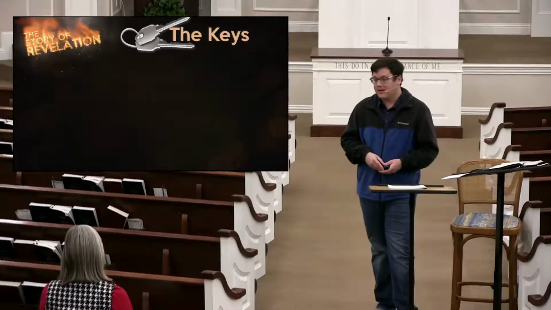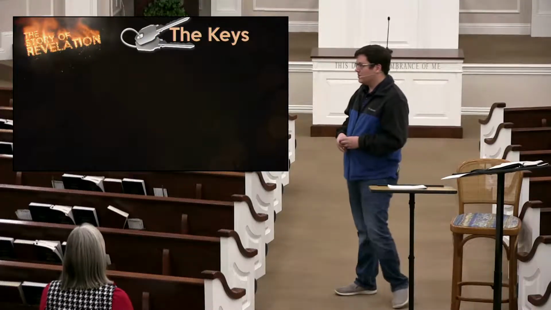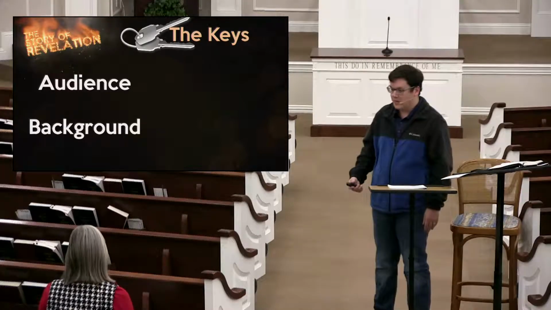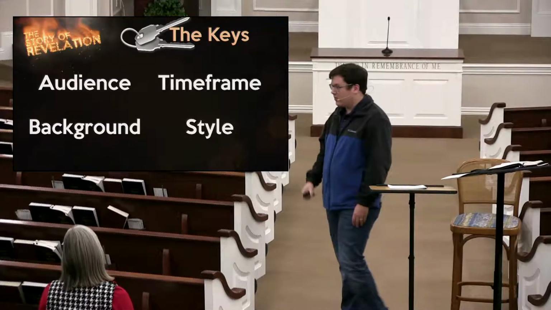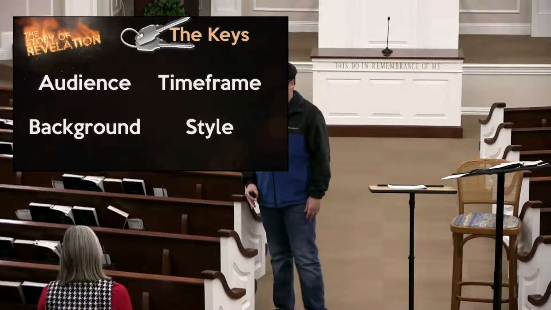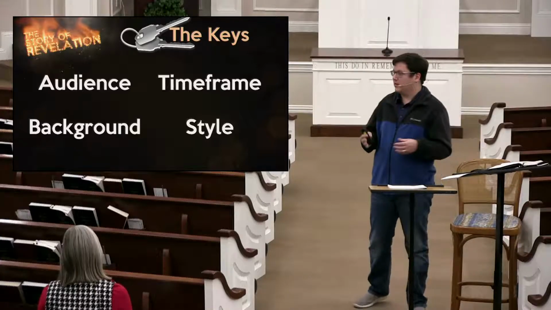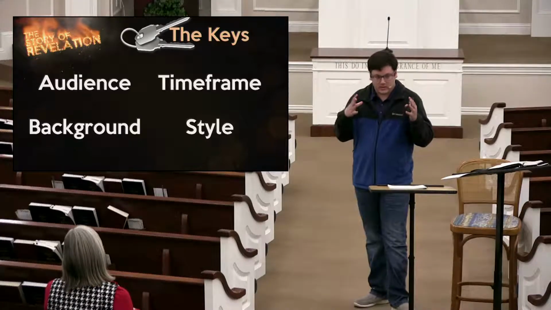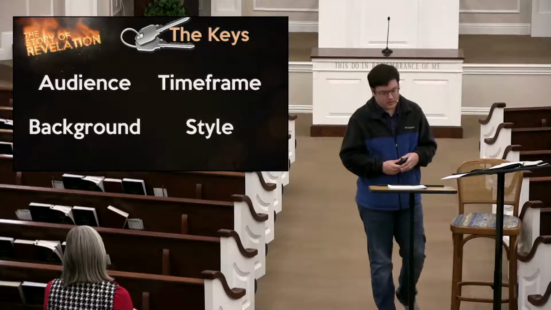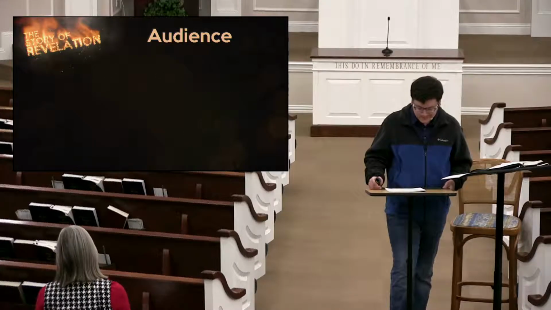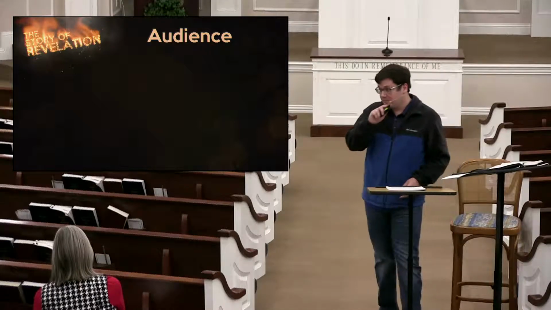So to unlock the mystery of Revelation, we're going to look at the 4 keys tonight. These 4 keys are audience, background, time frame, and style. We're going to talk about each of these 4 things, and we're really going to focus on these 4 things through the entire quarter, but especially tonight and the next couple weeks. We're going to talk about each one in a little bit more detail. The first key, audience.